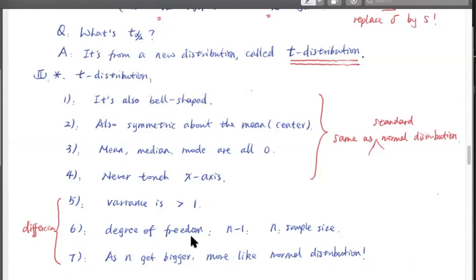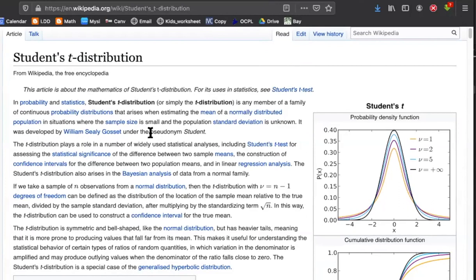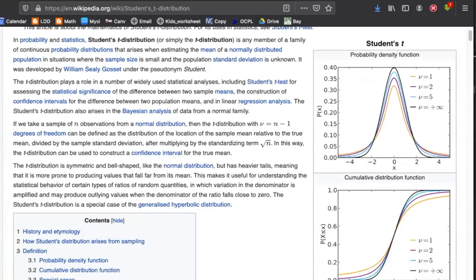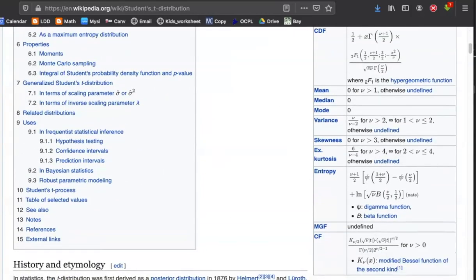Degree of freedom, right? Sometimes we get confused. What's that about? It tells you that a person, I think he tried to publish these results, but he was working for a company, some organization. So he could not use his real name to publish. Instead, he used a fake name on the publication. They call it Student.